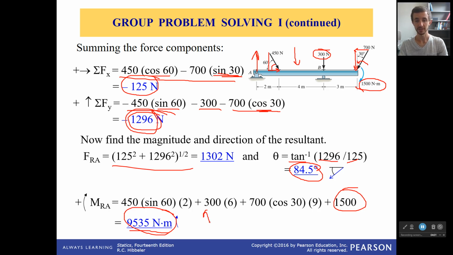So 9,535 divided by 1,296. I'm not going to do the math here, but you can figure that out, and that's going to be, just guesstimating here, around 8. I'm going to go with around 8 meters. Somewhere around there. I'm going to be a little bit off, but that's roughly where I can put all my forces to get that same thing. So I put my sum of forces there to get the same exact effect.